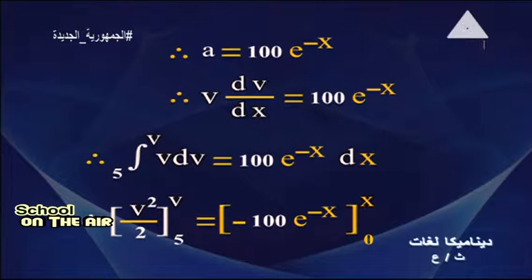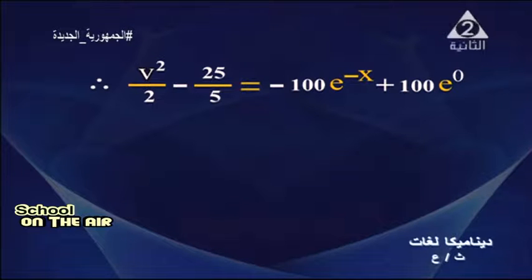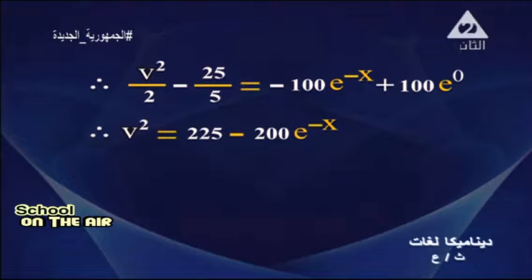We can substitute v by 5, v and 5. Then v power 2 over 2 minus 25 over 2 equals negative 100 e power negative x plus 100 e power 0. v power 2 equals 225 minus 200 e power negative x. Now, what is the velocity squared in terms of x? v power 2 equals 225 minus 200 e power negative x.